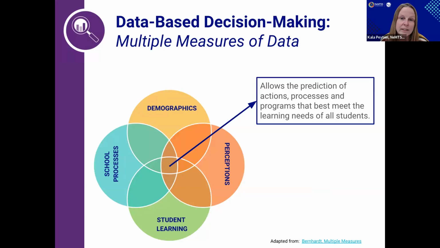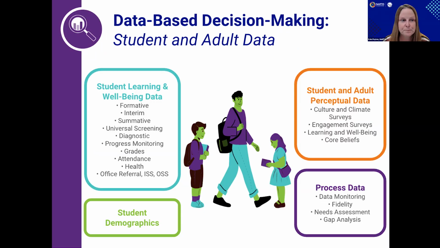In the problem-solving and continuous improvement process, school teams will want to consider both student and adult data. This data can come from multiple sources. These sources can include student learning and well-being, student and adult perceptual data, student demographics, and process data. These sources of data will help a team understand a school's impact on student achievement.